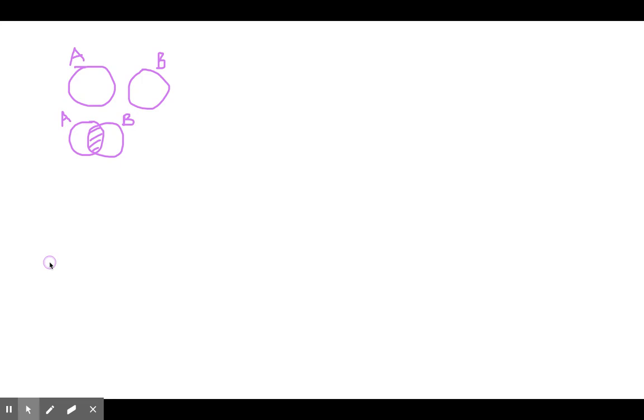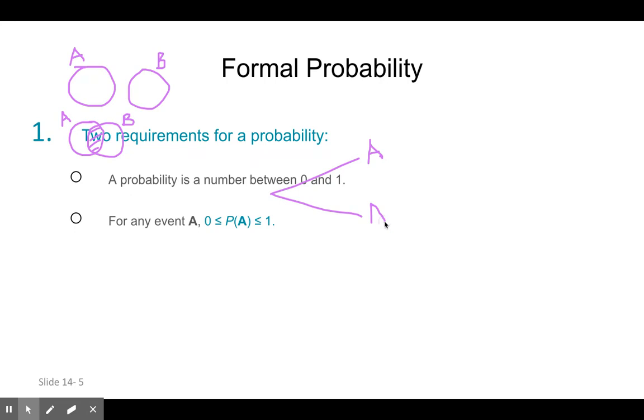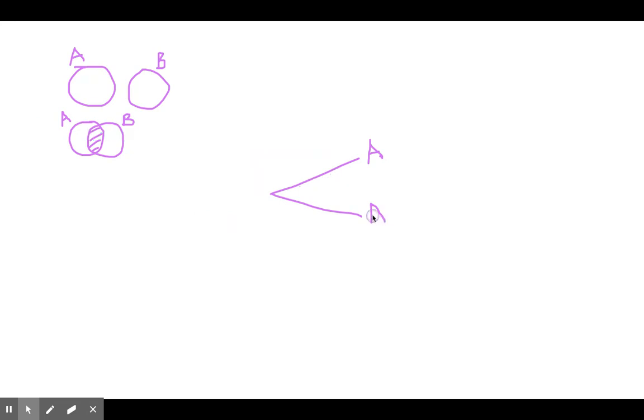On a tree diagram, let me just draw it out. There's a chance that A is going to happen or A is not going to happen. And A is not going to happen, I'm just going to put this little C. They call that the complement. So if this is the probability of A happening, then this is the probability of the A complement happening, meaning it's not going to happen.